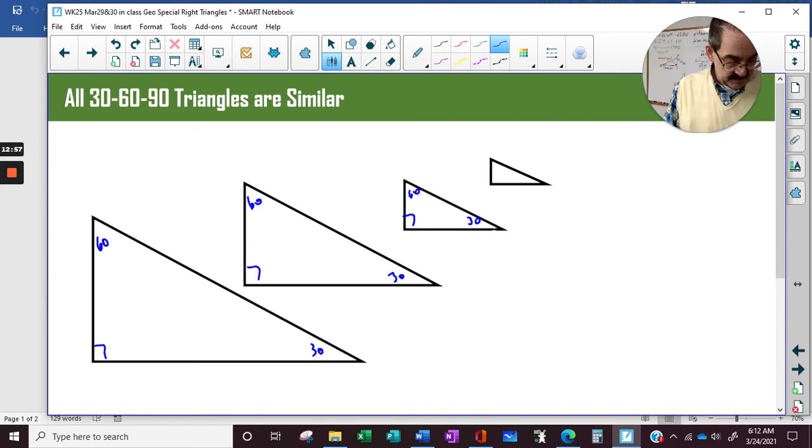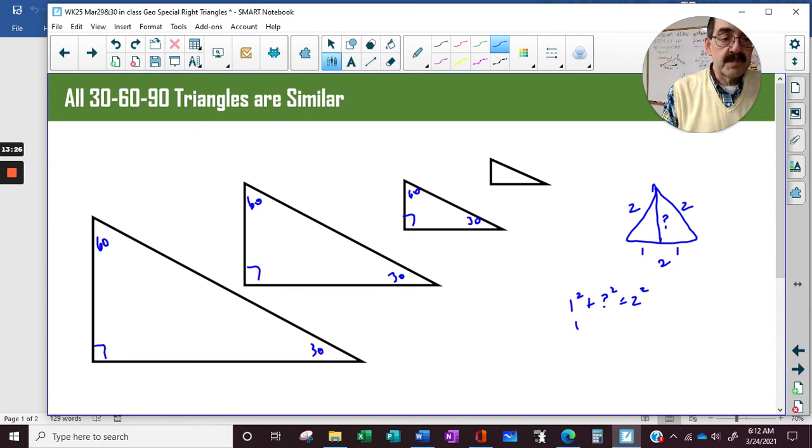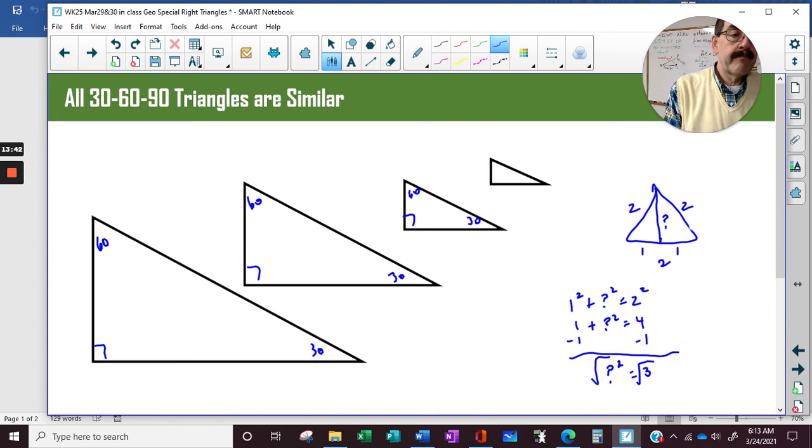Now, the other day, Mr. Miller had you divide the equilateral triangle. We started out with a 2, 2, 2. We divide it in half, and we end up with a 1 and a 1. And we did some Pythagoras in order to find the height. How tall was the triangle? We had 1 squared plus how tall it was squared equals 2 squared. Well, this is 1. We don't know how tall it is, and we know that 2 times 2 is 4. We subtract the 1, and we found out that the height of the triangle was the square root of 3. So, we end up with this 30, 60, 90 that has a hypotenuse of 2, a short leg of 1, and this height of radical 3.